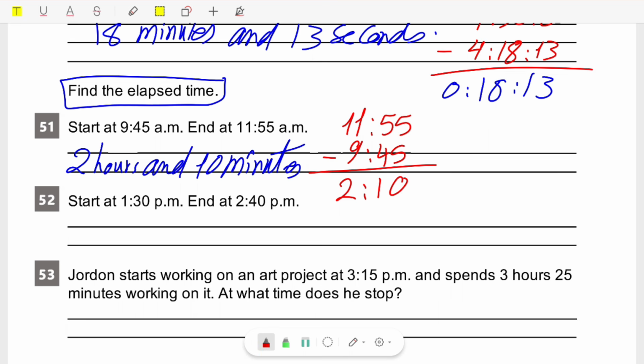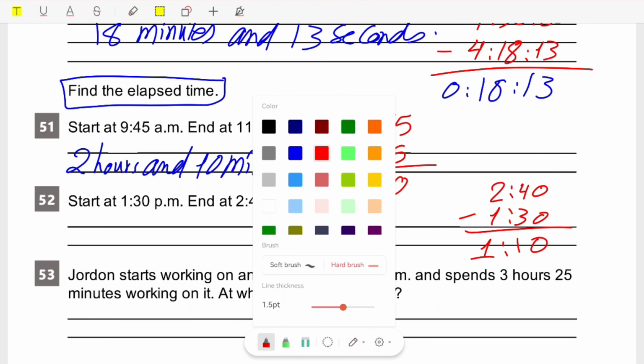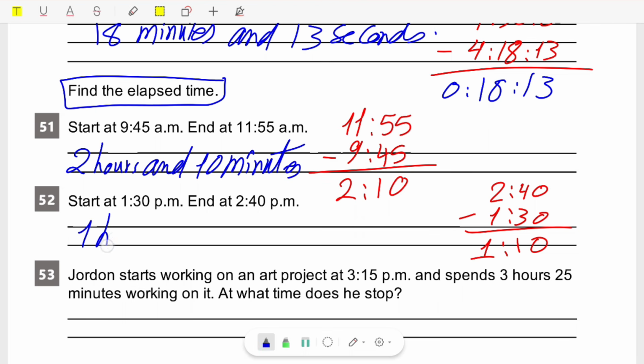The next one, start at 1:30 p.m., end at 2:40 p.m. So the end time, we're going to write it here, 2:40, 1:30, that's the start time, minus, it will be 10, 1. So the elapsed time is 1 hour and 10 minutes.